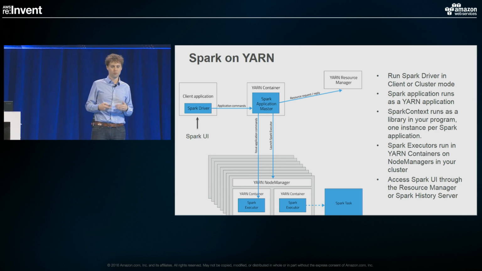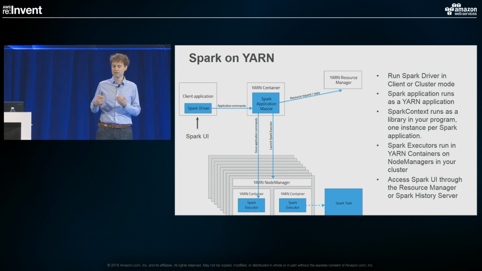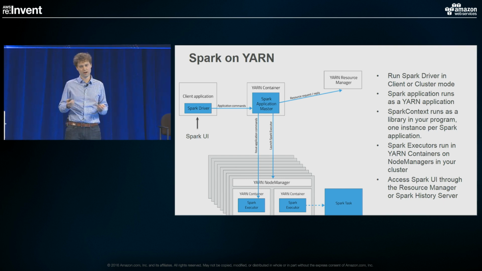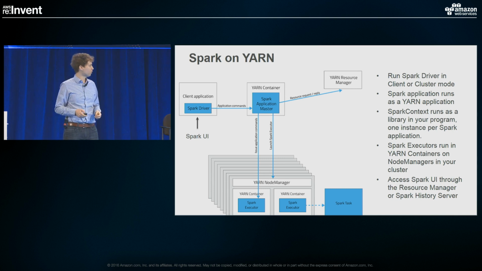In EMR, we run node managers on both core and task nodes when you create a cluster. The difference is a task node doesn't have the HDFS data node. So when you scale out or scale in, you're not impacting any data in HDFS. However, most customers are storing the data in S3, so the shuffling of data in HDFS doesn't really make as much of a difference.